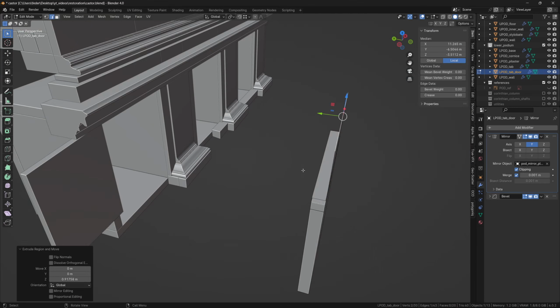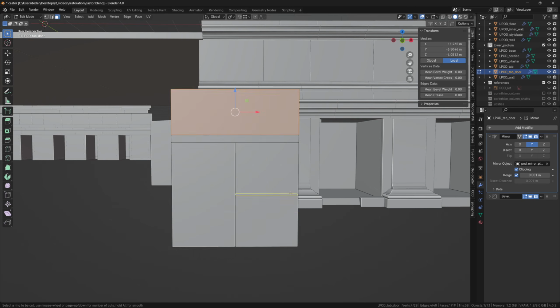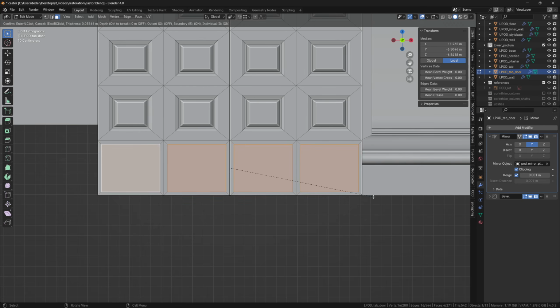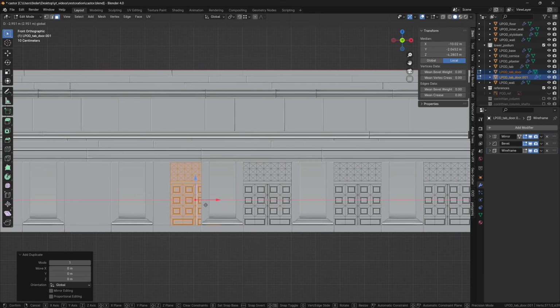To complete the podium, I modeled the tabernae as well. The sources seem to suggest, based on the holes found on the different pilasters' bases, the presence of a closing mechanism, either a folding grate or a proper door. For my reconstruction, I decided to go with the latter.